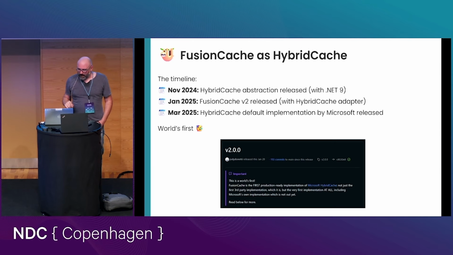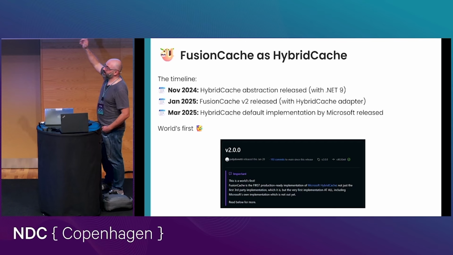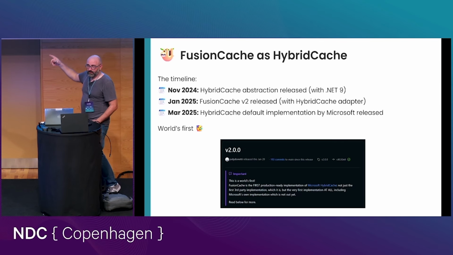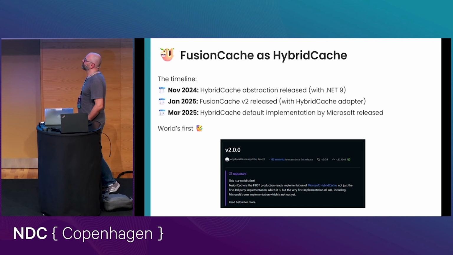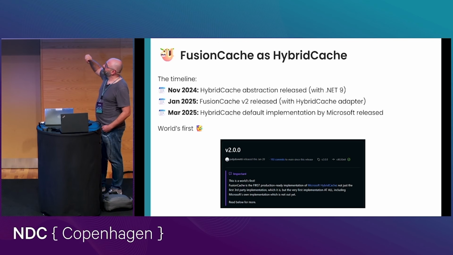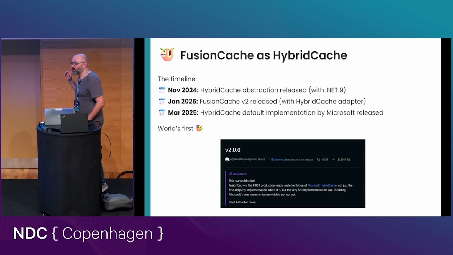One final thing, and then I'm done. Small note here, personal note here. HybridCache, the abstraction, came out with .NET 9 in November 2024. And in January 2025, I released FusionCache v2, which contained the HybridCache adapter. And in March 2025, Microsoft released the HybridCache default implementation. So FusionCache has been the world's first production-ready implementation of HybridCache at all, even before the one by Microsoft, which, you know, small thing, but from a Mr. Nobody from a little town in Italy, Canegrate, it's a nice touch.